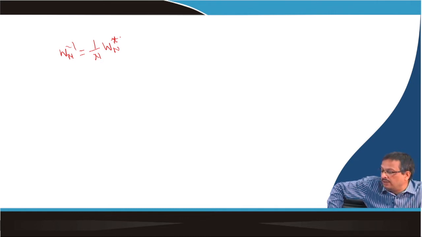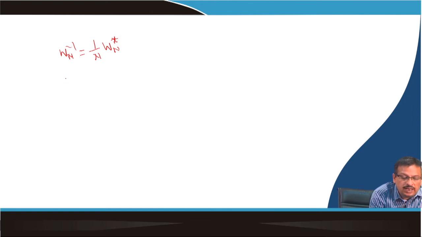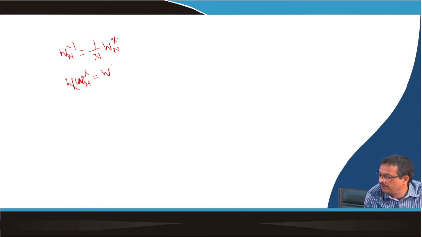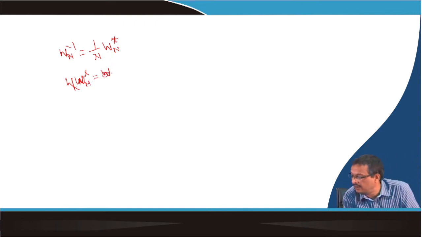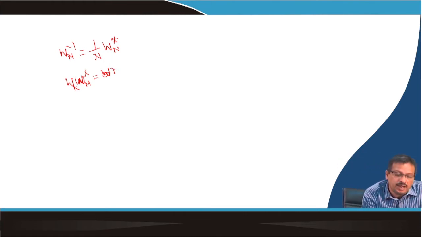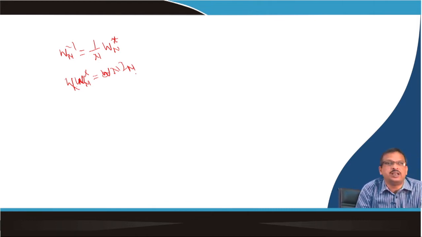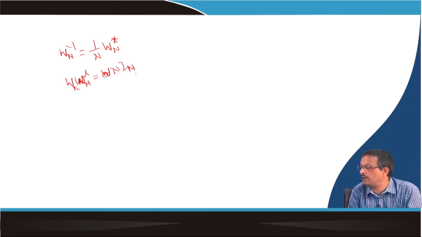So that's why Wn into Wn conjugate is equal to N into In, the identity matrix. Okay. Let's take an example, and then you will understand how this can be used for matrix algebra calculation.